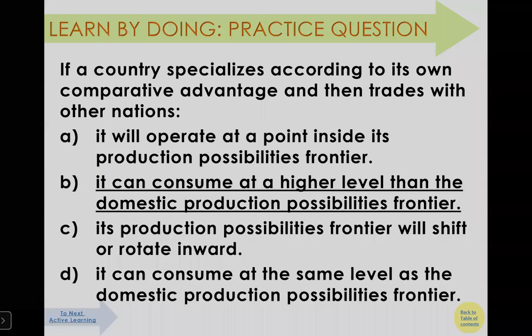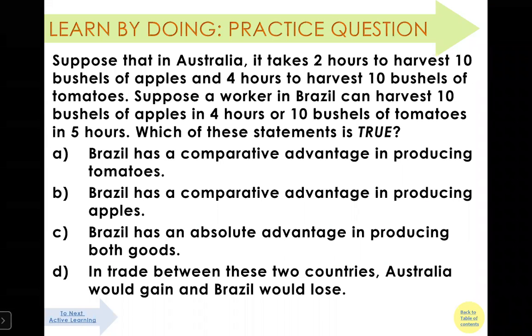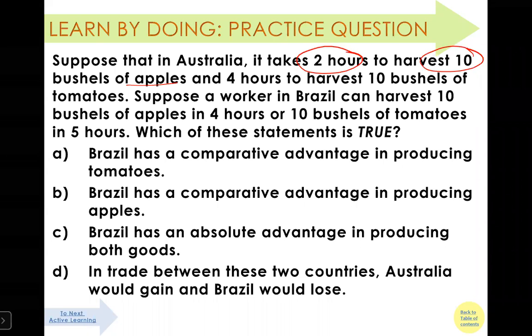Now we have one more. Okay, so we already did this. Now, one more. Suppose that in Australia, it takes 2 hours to harvest 10 bushels of apples. And 4 hours to harvest 10 bushels of tomato. Okay, let's write here, Australia. And then here, I'm going to write Brazil.